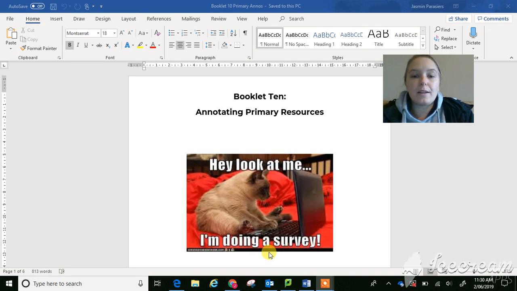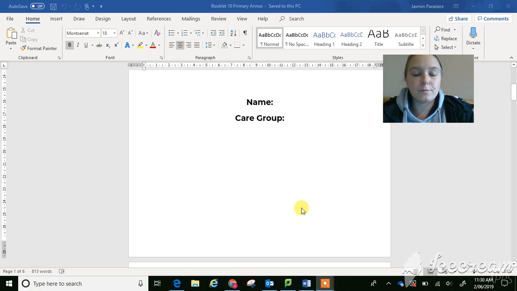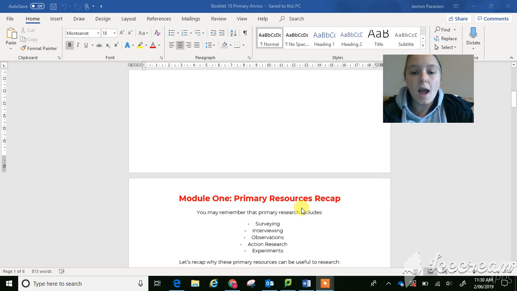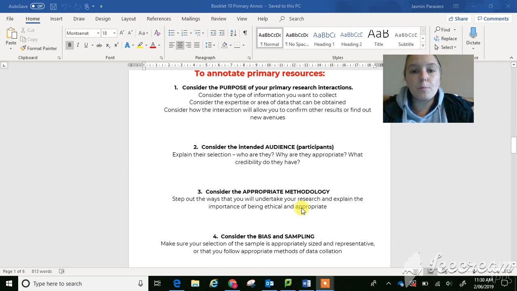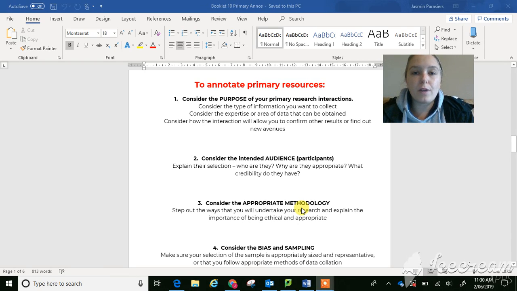What I want to talk to you about is annotating primary resources, now that you guys have lots of primary resources coming in. One of the things that's really useful is in booklet 10, we've provided these instructions to you in written format. So first thing is that in your annotation, you need to be able to answer these questions basically.